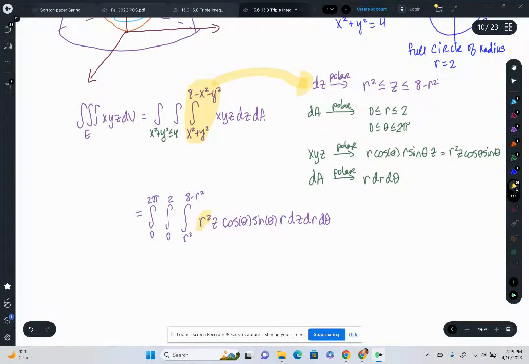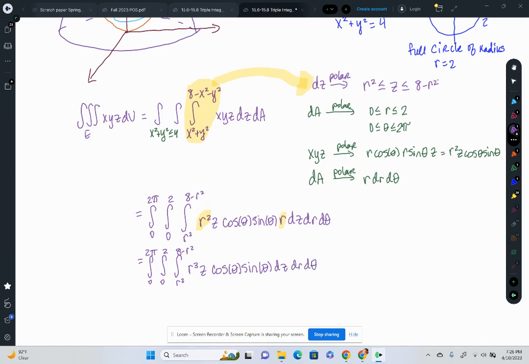I need to recognize that I actually have r cubed in here, so I'll just rewrite one more time and then I should be good with this. This is equal to the integral from 0 to 2 pi, the integral from 0 to 2, the integral from r squared to 8 minus r squared of r cubed z cosine of theta sine of theta dz dr d theta. And that's it. And then we'll integrate all the parts.